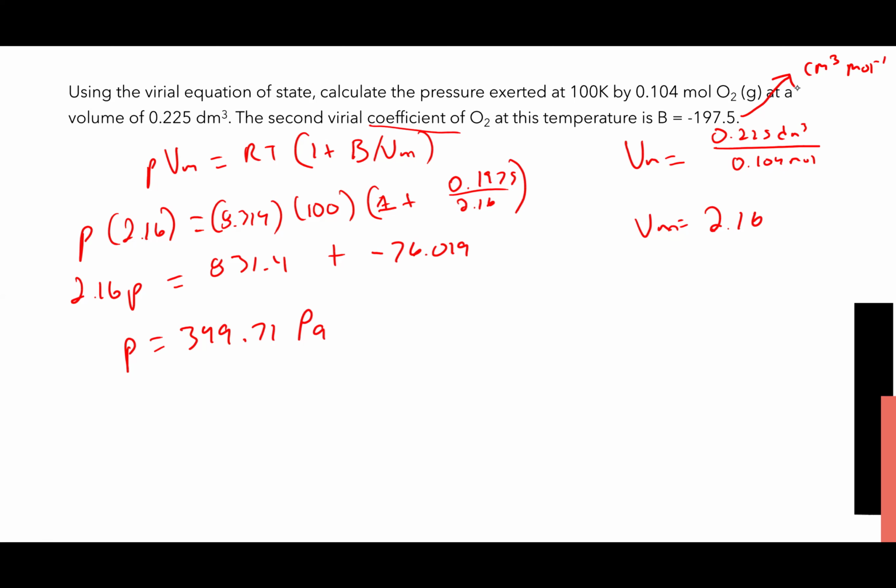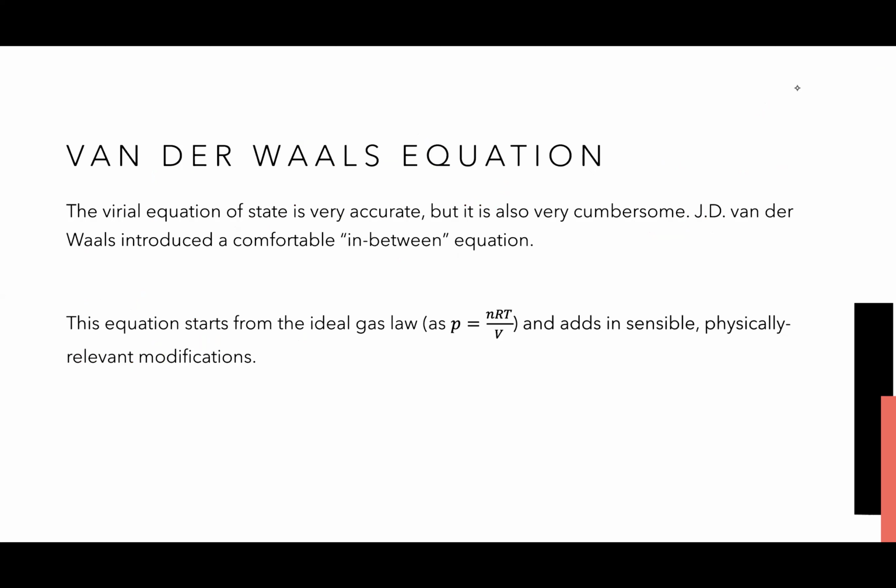All right. Now, check. Good. From there, we can change to something that's a little bit easier to use, to be honest. So we have the virial equation of state. That was what we just did, very accurate. It's also very cumbersome, right? Because there's lots of different coefficients there.